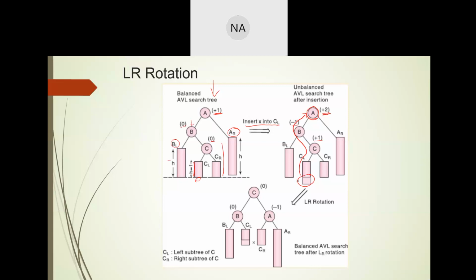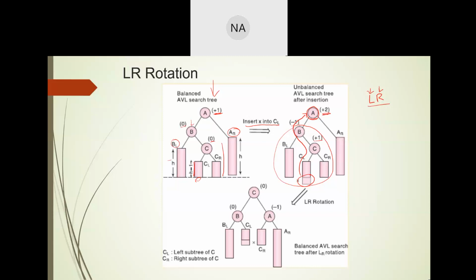and it is in the right subtree of its left subtree. So node X is in the right subtree of the left subtree of node A. The rotation that you will perform will be LR, because node X is in the right subtree of the left subtree of node A.